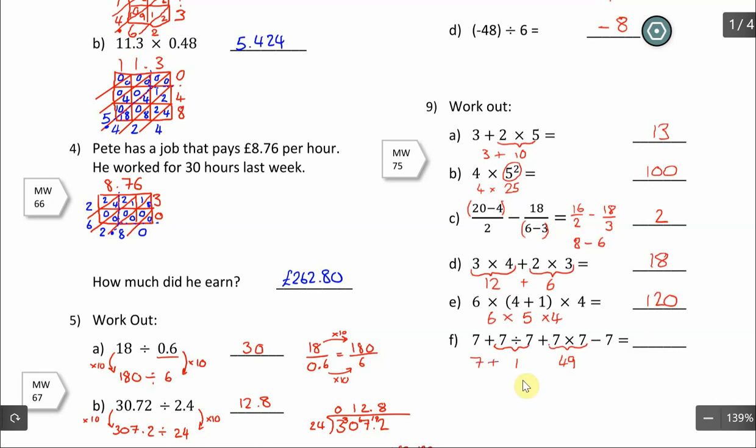And when everything else drops down, we then just have adding and subtracting. So we're just going to go from left to right here. So 7 add 1 is 8, plus 49 is 57. Take away 7 is 50.